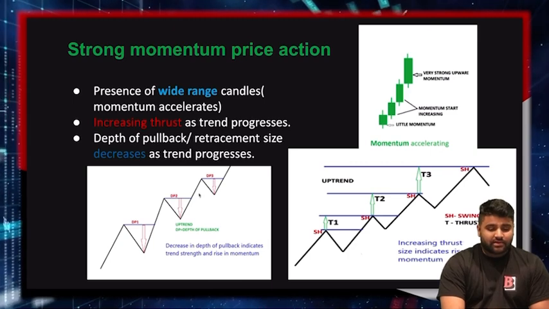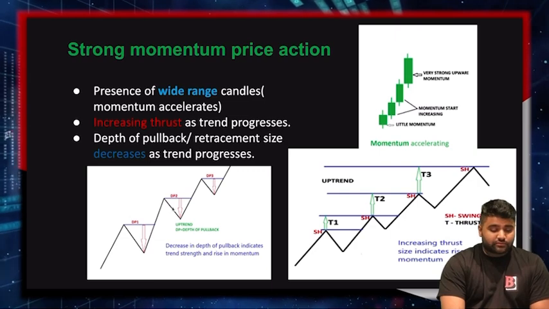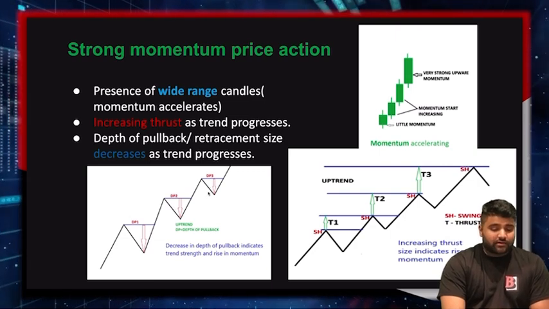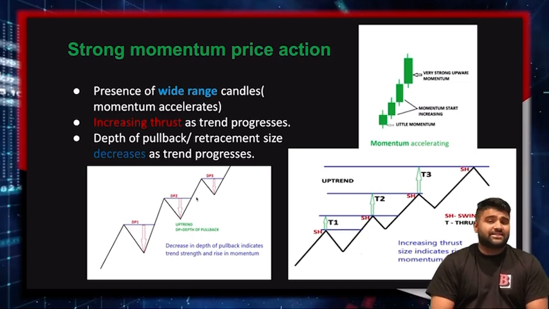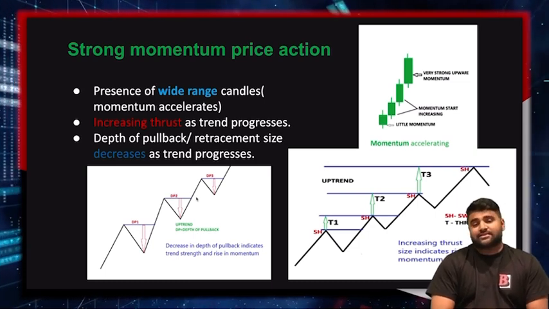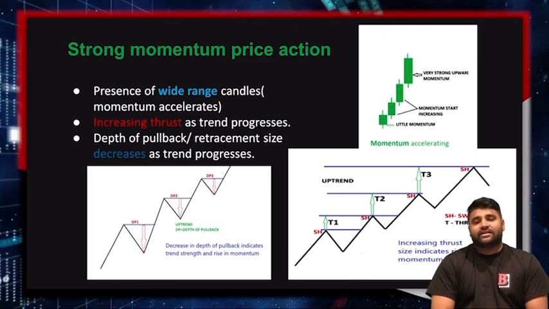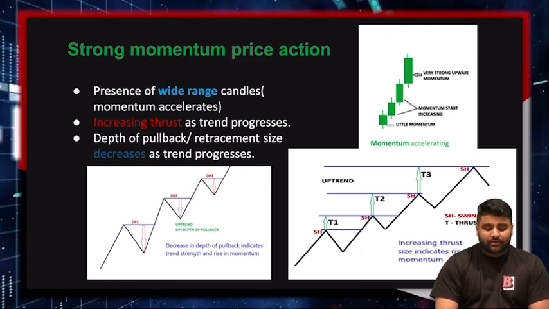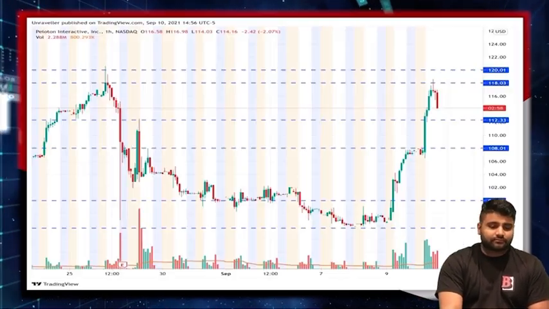So in this example here, you can see that pullback number 1, DP1, is big, but DP2 is smaller, and DP3 is even smaller. It just says that as time progresses, the pullback size or retracement size decreases as the trend progresses. This means that there are a low number of sellers and buyers are very, very interested in buying all dips. Okay, so those are the signs of strong momentum price action.